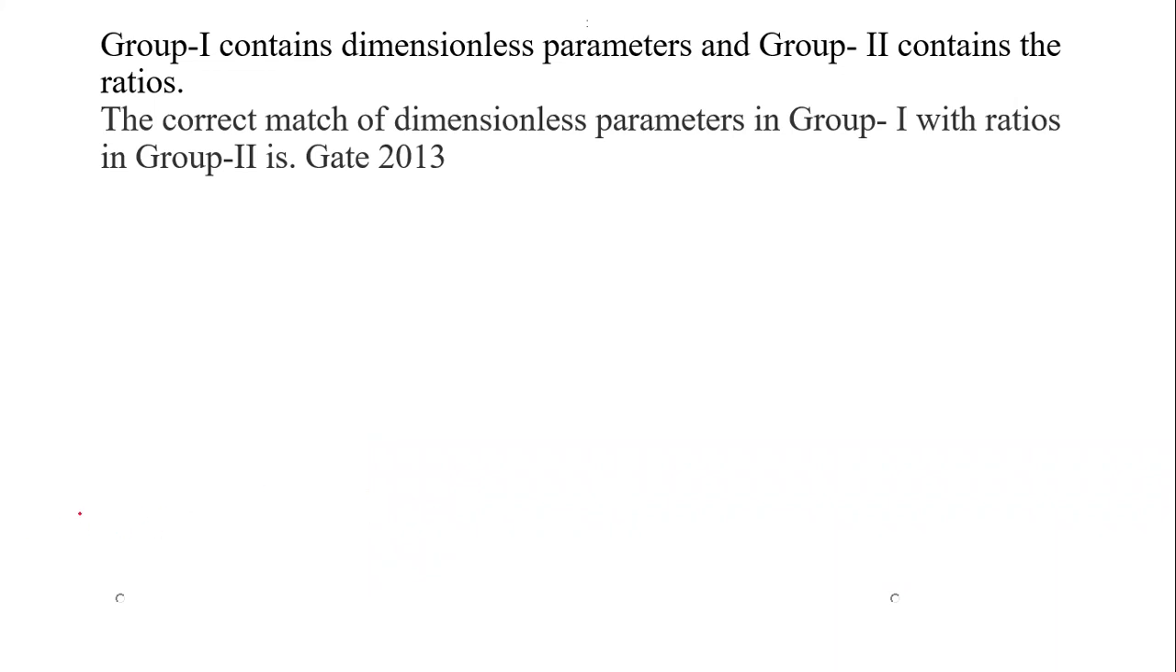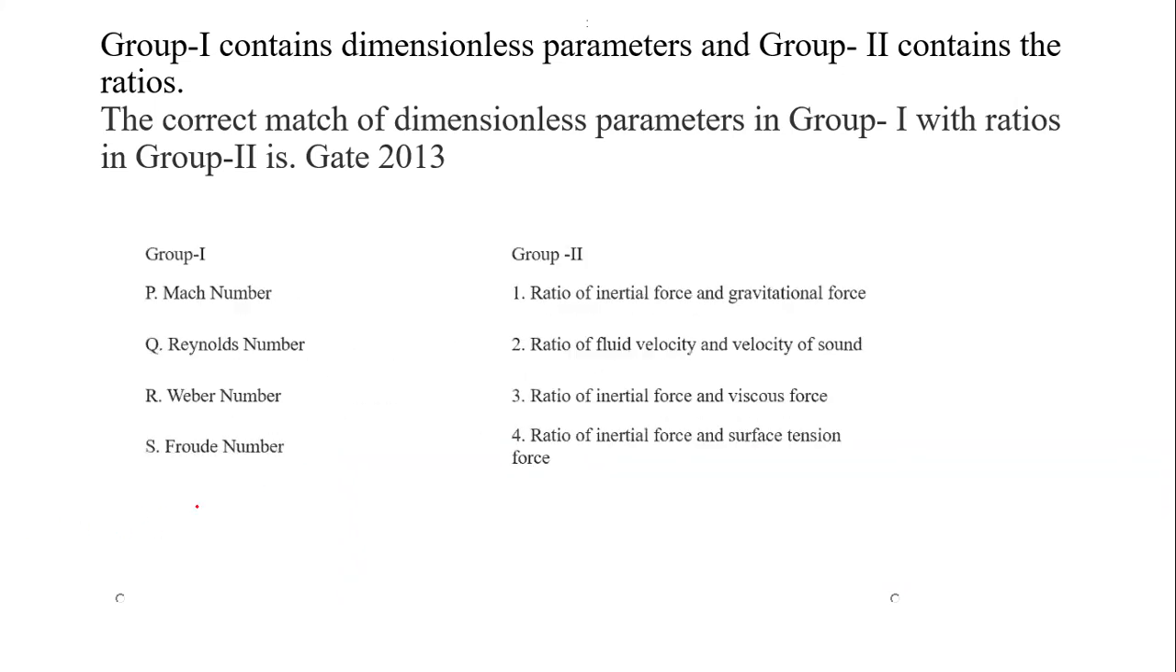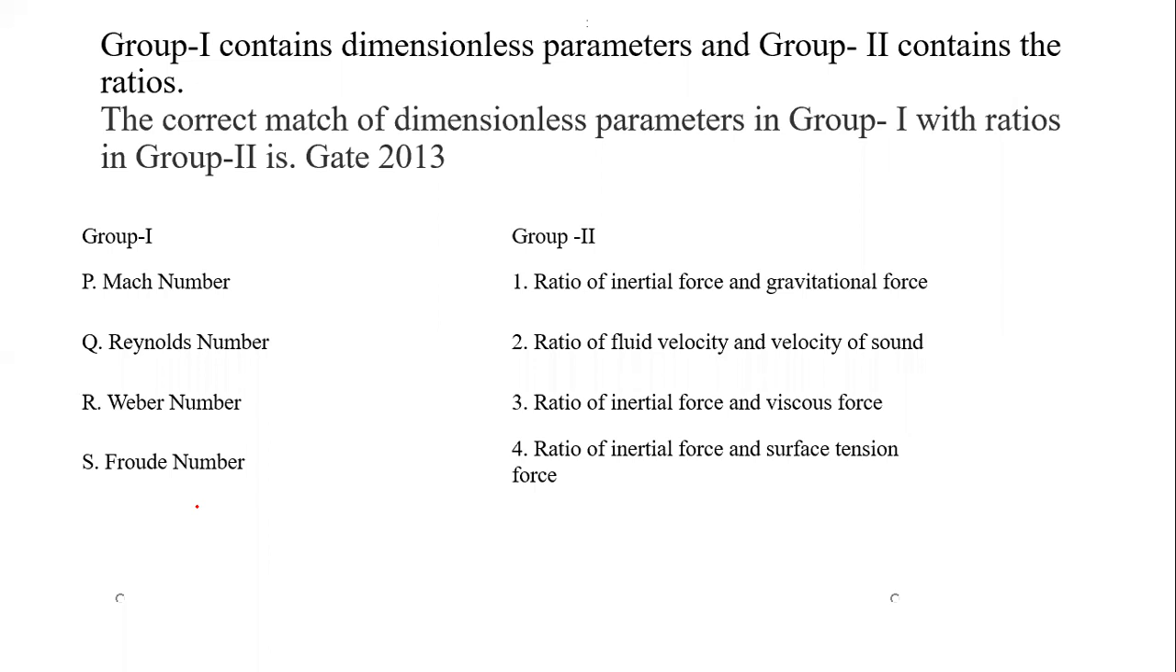What we have to do is match the things. This is the given pair, group 1 and group 2. Group 1: Mach number, Reynolds number, Weber number, Froude number. Group 2 gives related ratios: ratio of inertia force to gravitational force, ratio of fluid velocity and velocity of sound, ratio of inertia force and viscous force, ratio of inertia force and surface tension force. We have to match those ratios with the particular numbers.